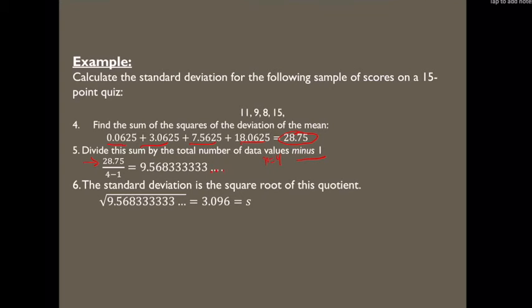It goes on and on forever. This is an irrational number, meaning it can't be represented as a fraction. So I go ahead and take the square root, and that's going to give me 3.096. And yes, I rounded. I would recommend always rounding to at least 2 decimal places, sometimes 3.